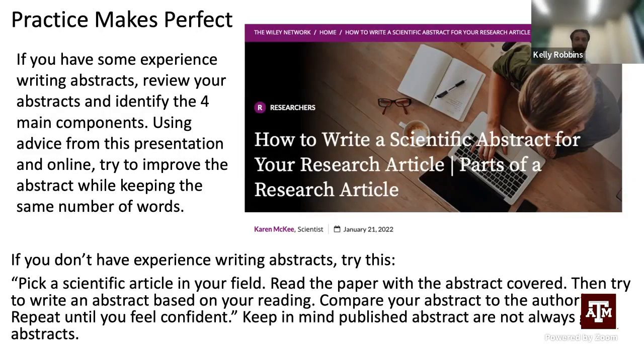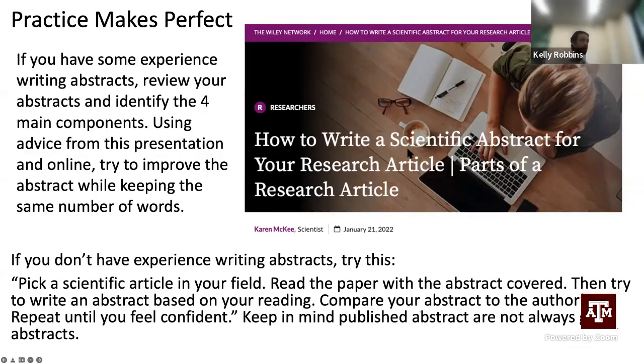I didn't actually do that because I didn't have time. I would have liked to have gone back and rewritten some of those abstracts in a different way, but unfortunately didn't have the time. But I certainly encourage people attending here who want to do that to go through and rewrite some of those abstracts. If you don't have any experience writing abstracts, there was a tip that came from this article here that I thought was really good.